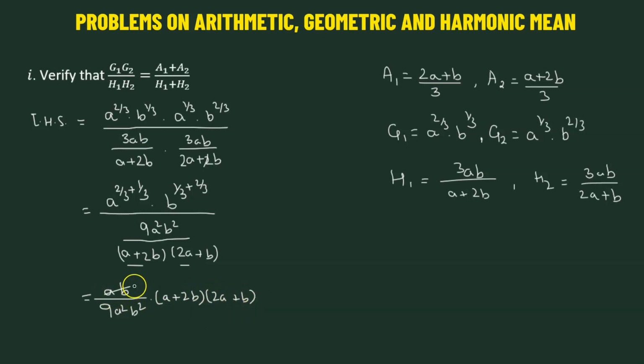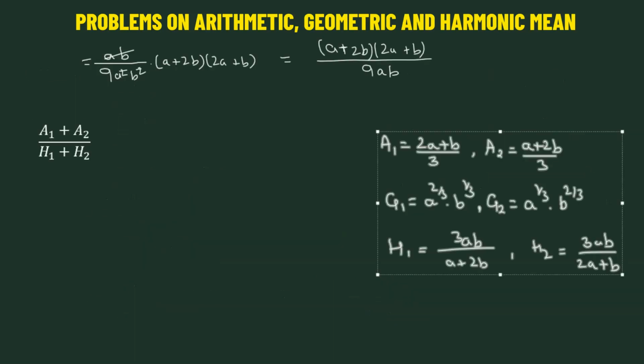So here we can factor out ab from the numerator and the denominator, and that leaves us with a plus 2b multiplied to 2a plus b in the numerator, and in the denominator we have 9ab. Okay, so that's the left hand side. Now we'll work with the right hand side.